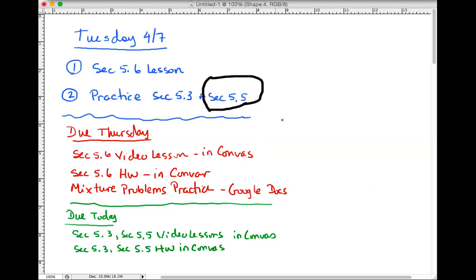And that's what the quiz is going to be on Thursday? Yes. Okay. So due Thursday is the 5.6 video lesson and homework in Canvas and the mixture problem practice, which we're doing starting at 11. And just a reminder, due today are the 5.3 and 5.5 homeworks. If you submit in Canvas, then that's done, right? Yeah, if you're doing them in Canvas, there's nothing to submit.